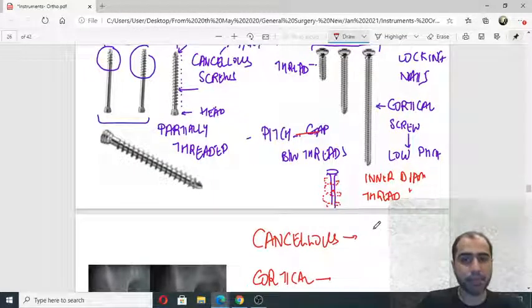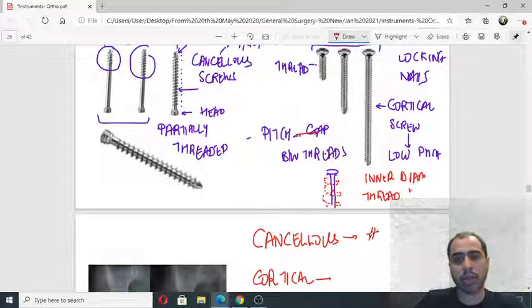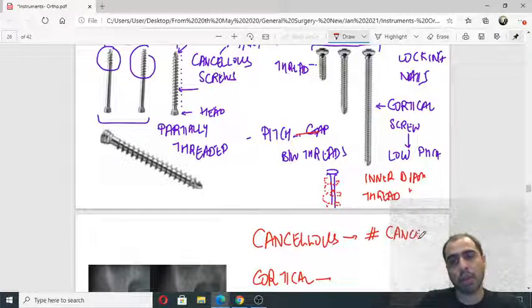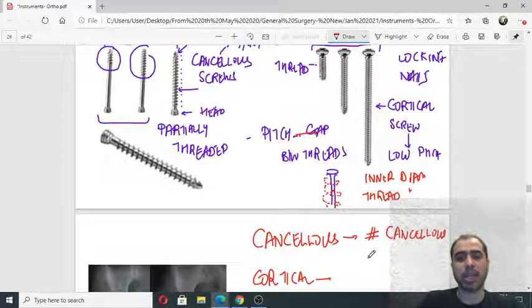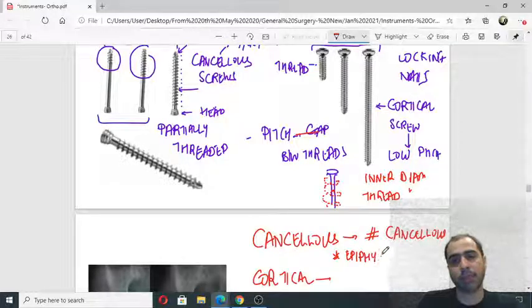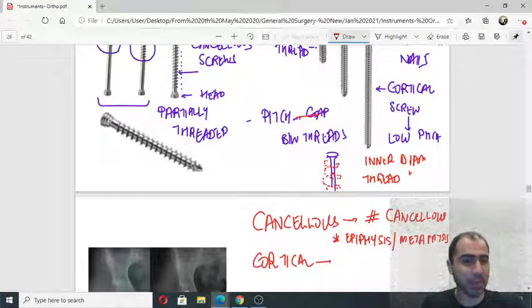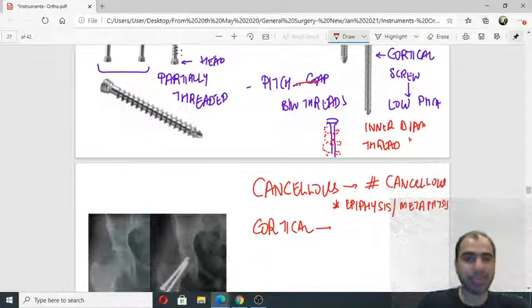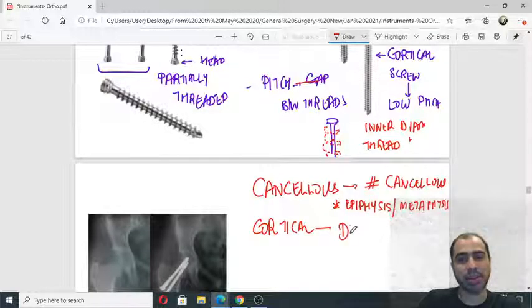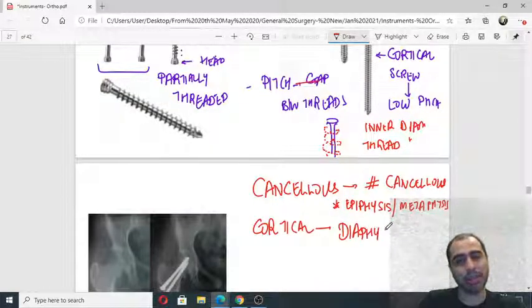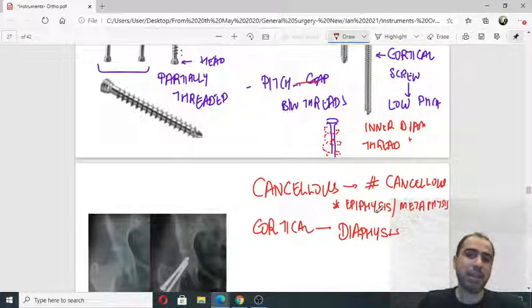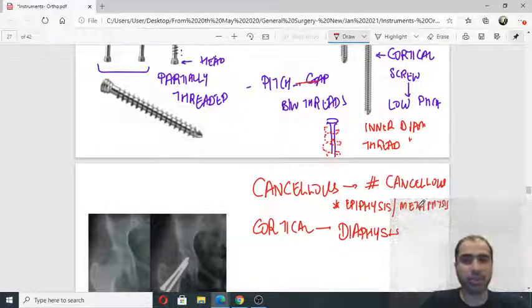Cancellous screws will be used where there is a fracture of cancellous bone. That means what? A fracture at the epiphysis, a fracture at the metaphysis. Life is easy, I hope. I hope your life after attending my class has not become more miserable. You may be feeling miserable, but your life will become easy. Cortical screws will be used over fractures at the diaphysis. So easy. Diaphysis is cortex, epiphysis and metaphysis are cancellous, so that's where you use them.